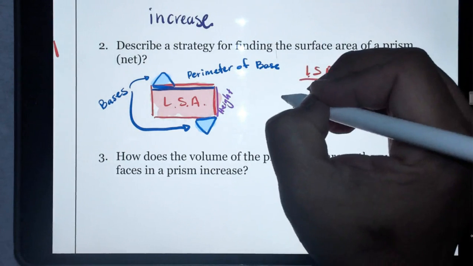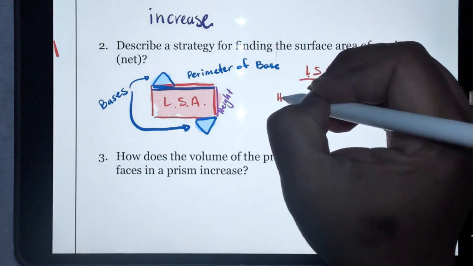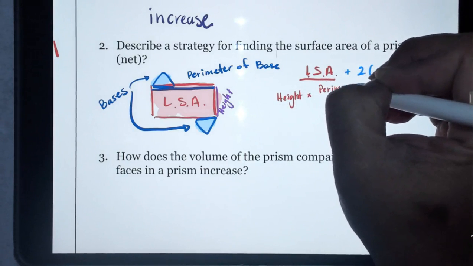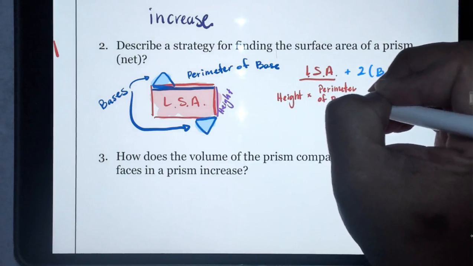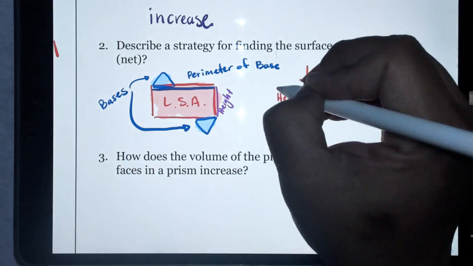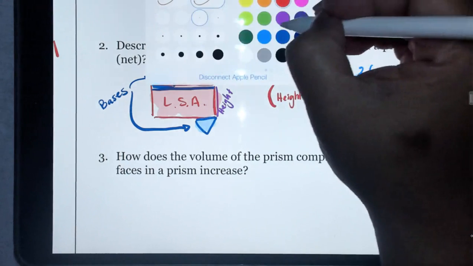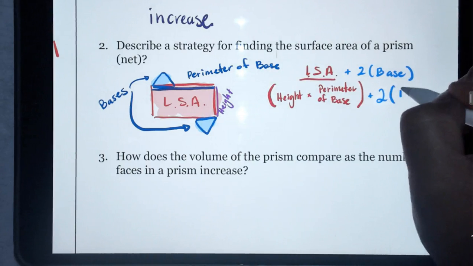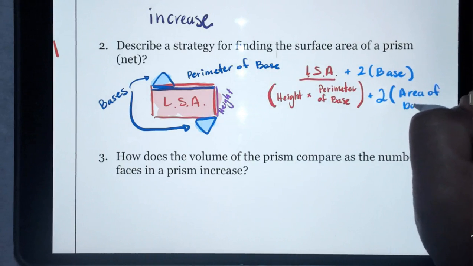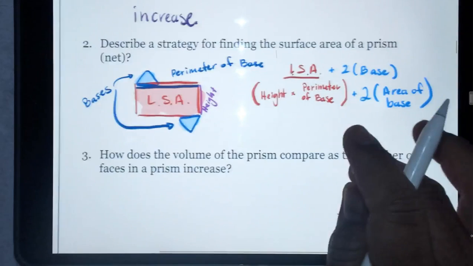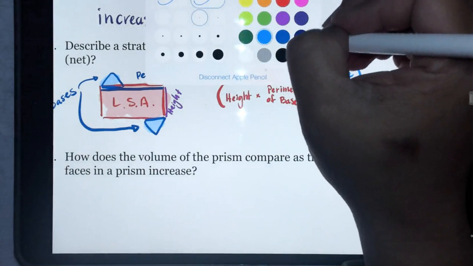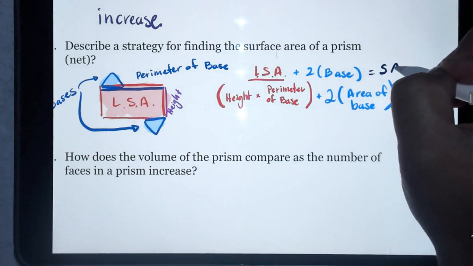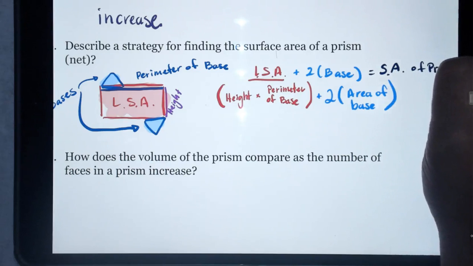My lateral surface area is going to be height times perimeter of base. That's LSA. And then I'm going to find the area of the base times 2. I'm going to double the area of the base. And all that should equal surface area of prism. SA is surface area of prism.